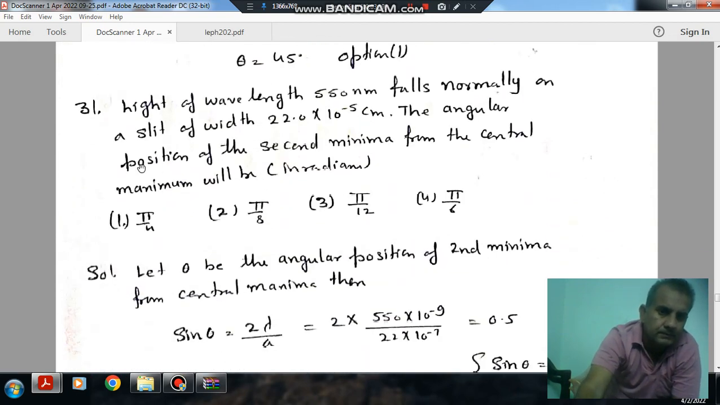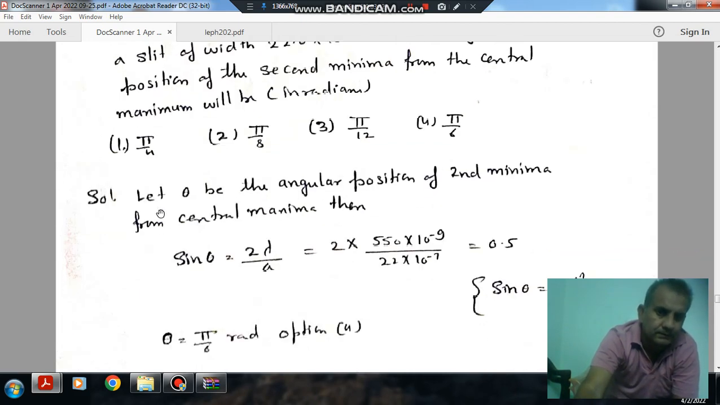Next, light of wavelength 550 nanometer falls normally on a slit of width 22.10 to the power minus 5 centimeter. The angular position of the second minima from the central maxima will be, in radian: option 1, 5 pi by 4; option 2, 5 pi by 8; option 3, 5 pi by 12; and option 4, 5 pi by 6.